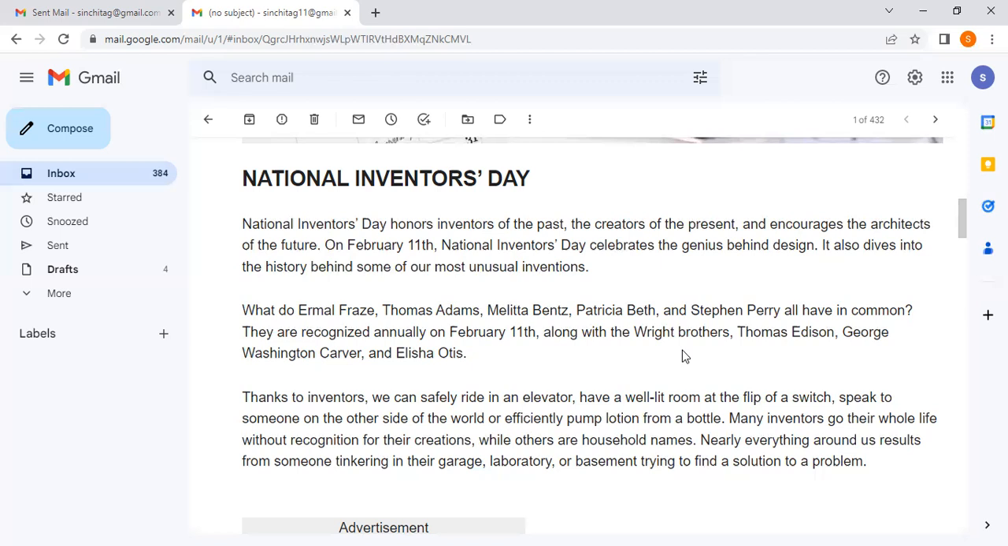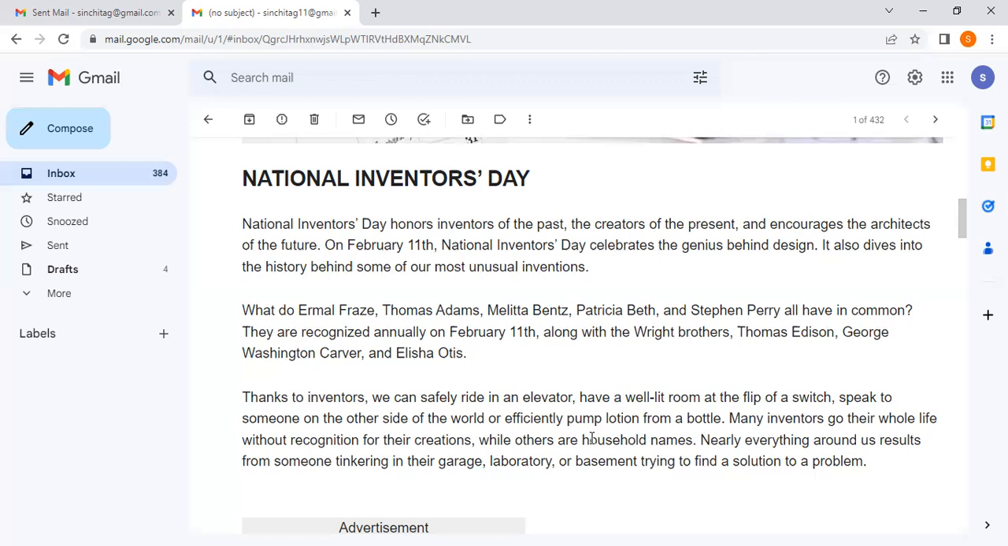Wright brothers, Thomas Edison, George Washington Carver, and Elisha Otis. Thanks to inventors, we can safely ride in an elevator, have a well-lit room at the flip of a switch, speak to someone on the other side of the world, or affectionately pump lotion from a bottle.